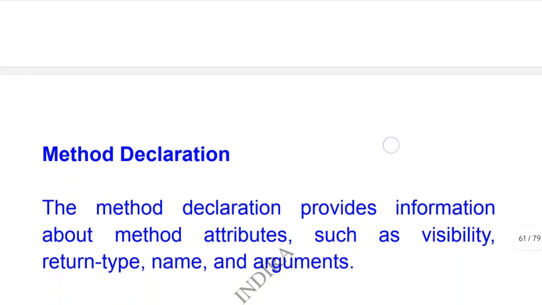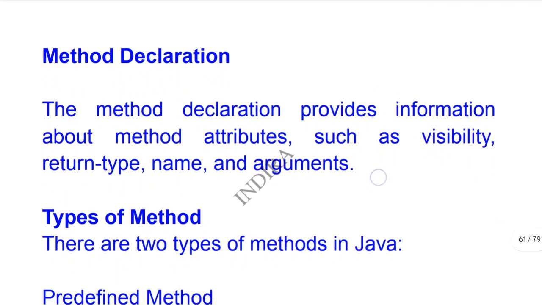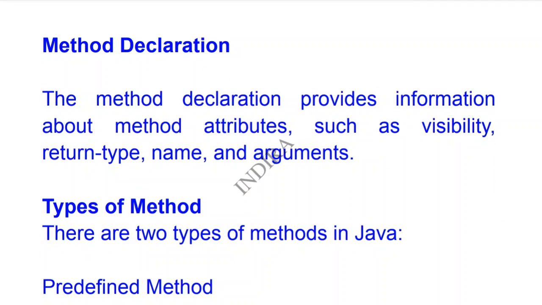And the next topic is method declaration. Method declaration provides information about method attributes such as visibility, return type, name, and arguments. In methods only we declare the arguments, that means strings, arrays, all these are declared in the method declaration only. If you check the structure of Java, we can see that method declaration part. In that method declaration part only the user can declare arrays, string arguments, everything.